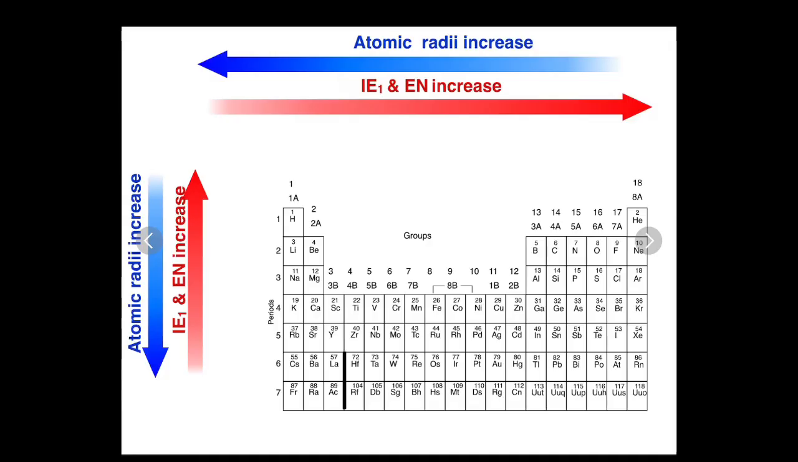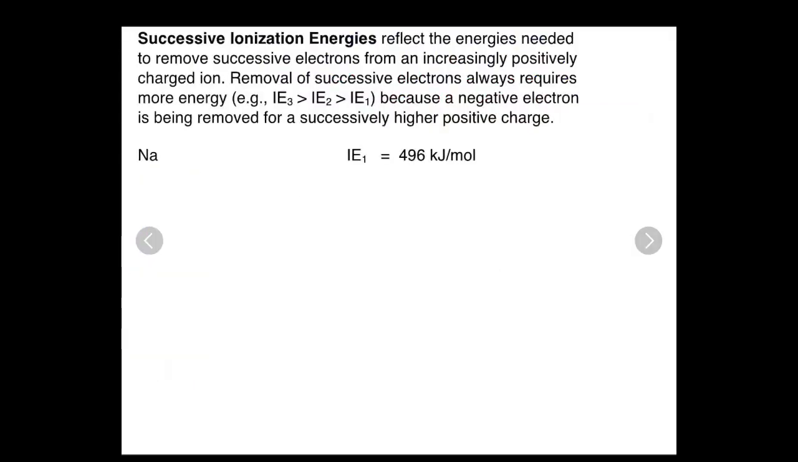Okay. So the next thing we're going to take a look at is successive electron removal, because an atom contains several electrons. So the energy involved with those, we call successive ionization energy. Okay, so it reflects the energy needed to remove successive electrons from the atom. So what do I mean by that?